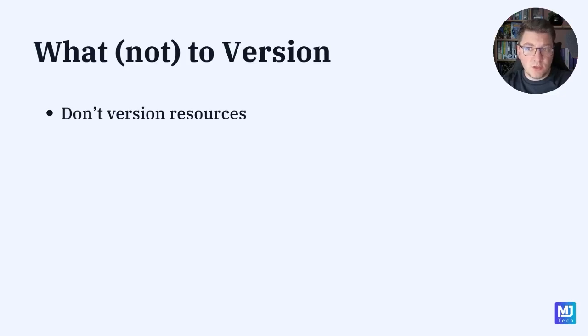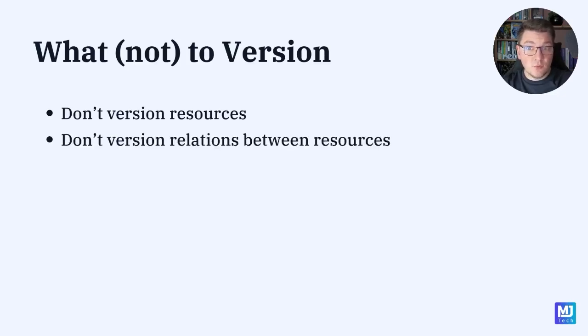So let's first consider what not to version. We don't want to version our resources. We don't want to version our relations between the resources. We don't want to version our API. What we can version is the representations or messages of our API that we accept as requests or return as responses, and we can also version the descriptions of our API. So let's assume we understand what we don't want to version, then what should we do next?